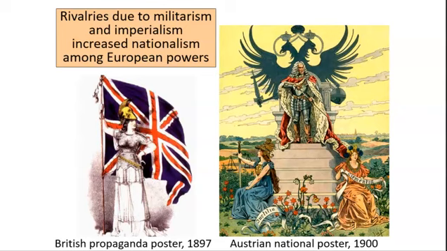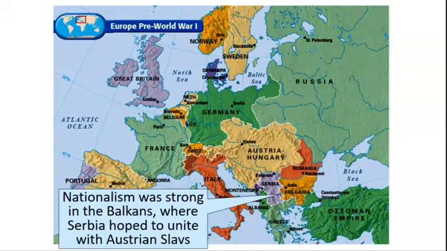In addition to this, you've also got increased nationalism, this idea that your country was just better than everybody else's. The place where a lot of this was really strong was a place called the Balkans, where Serbia hoped to unite with Austrian Slavs. This mountainous peninsula in the southeastern corner of Europe was home to an assortment of ethnic groups. They had a long history of nationalist uprisings and ethnic clashes. It was known as the powder keg of Europe.